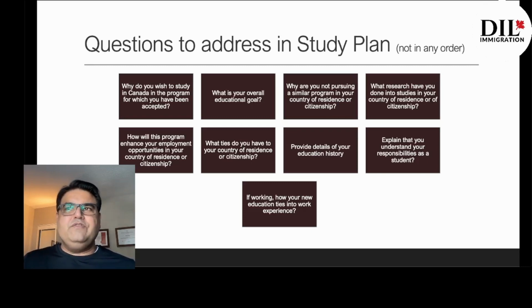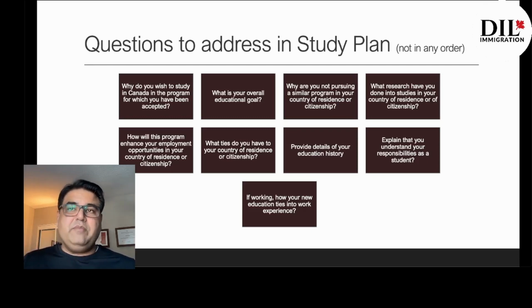For example, if you are a citizen of India and you're living in Dubai, then Dubai is your country of residence, right? So now you have to think about how this program will enhance your career. Maybe you will get gainfully employed, you will improve your skill set, you will get international perspective, there is a co-op in the program, this gives you some experience as well, right?